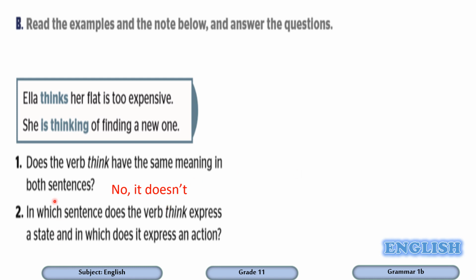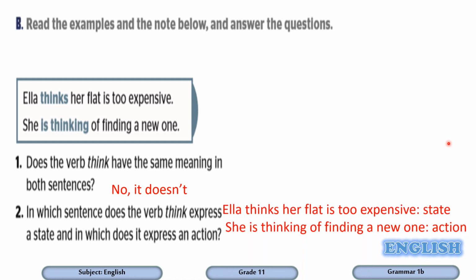Very good. Now, question number two. In which sentence does the verb think express a state and in which does it express an action? A state, it's just an opinion. Ella thinks her flat is too expensive. That's a state. She's thinking of finding a new one. She's making an effort. Okay, she's planning. This is an action. Great.